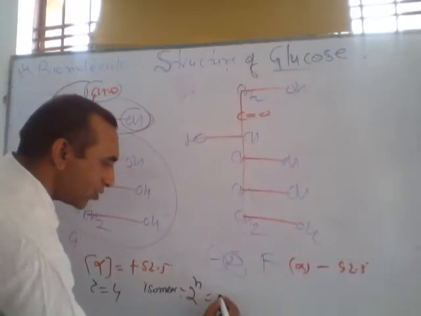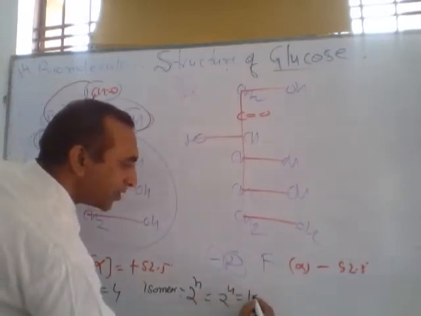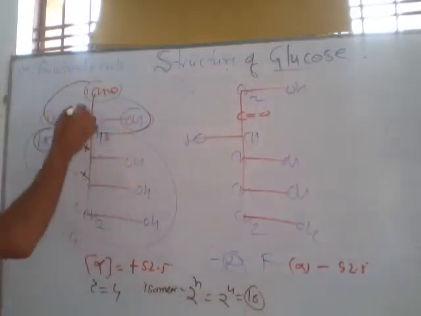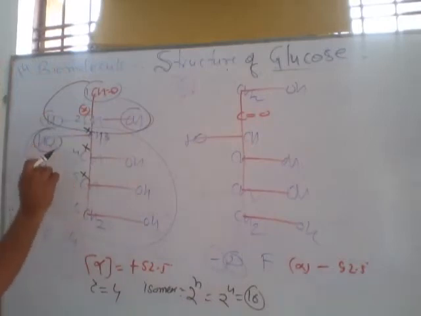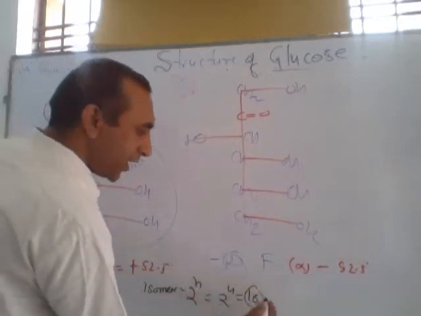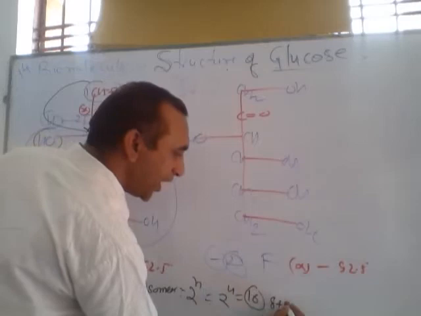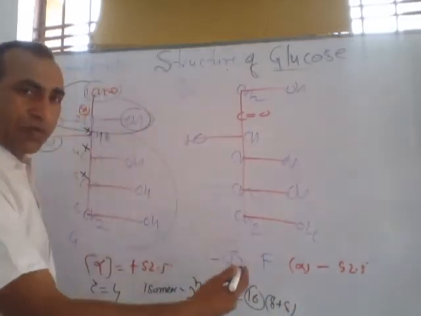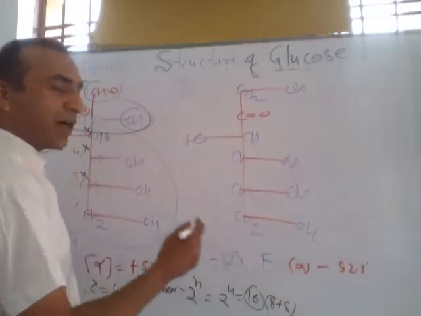We write 2 power 4, so the total is 16. 16 are the total isomers of glucose. In 16 there are 8 plus 8, meaning 8 pairs dextro and 8 pairs levo, total 16. So these two are called enantiomers.